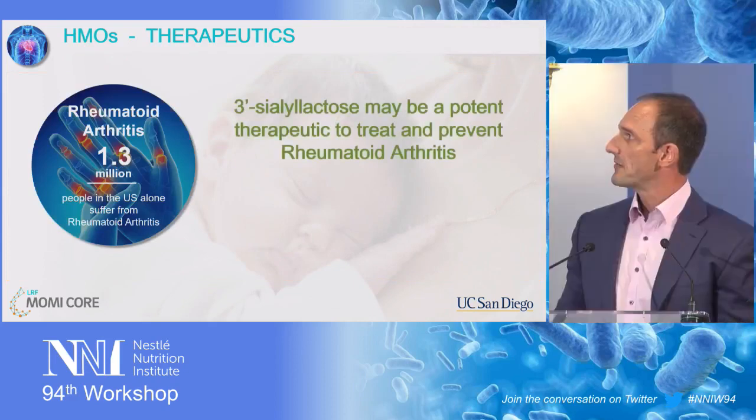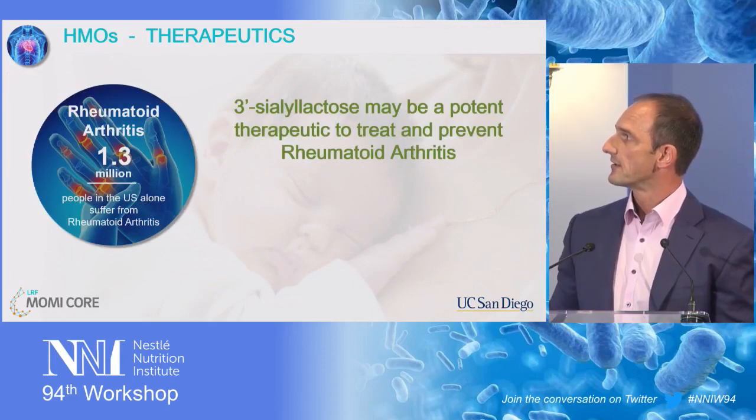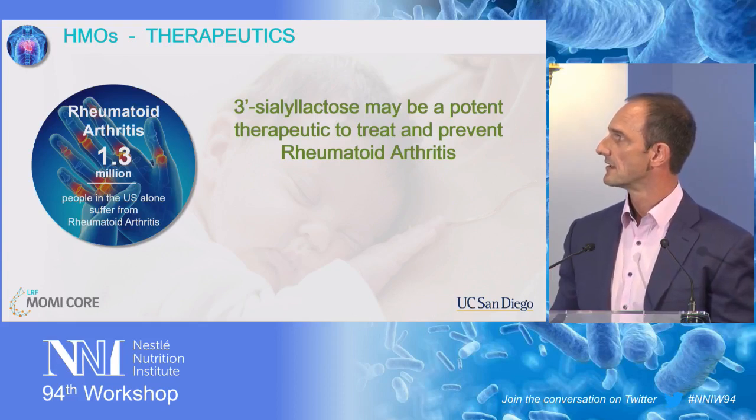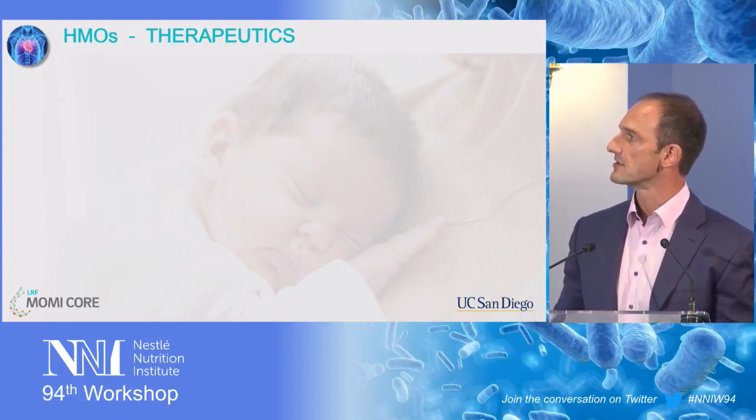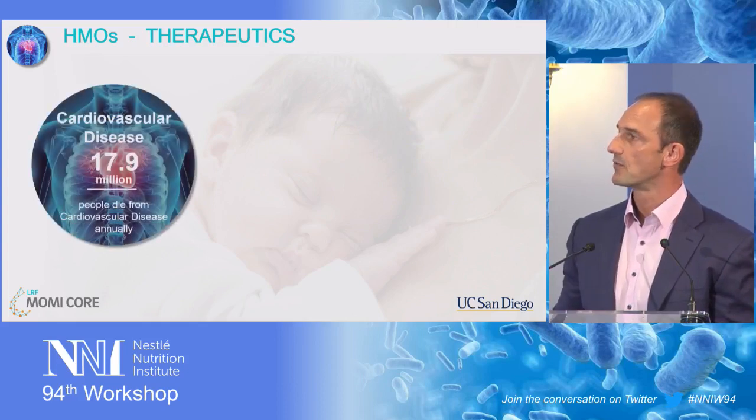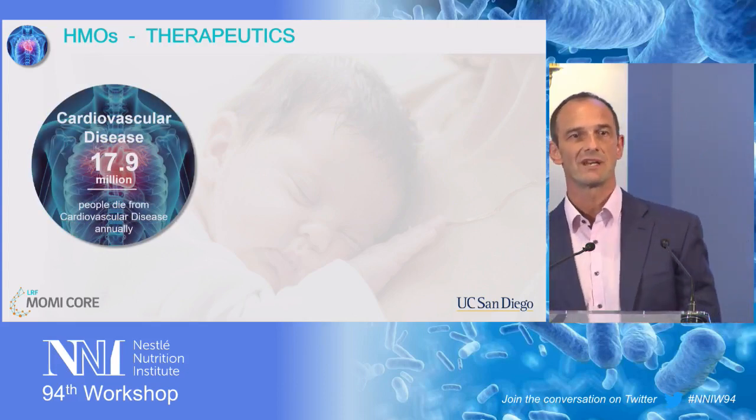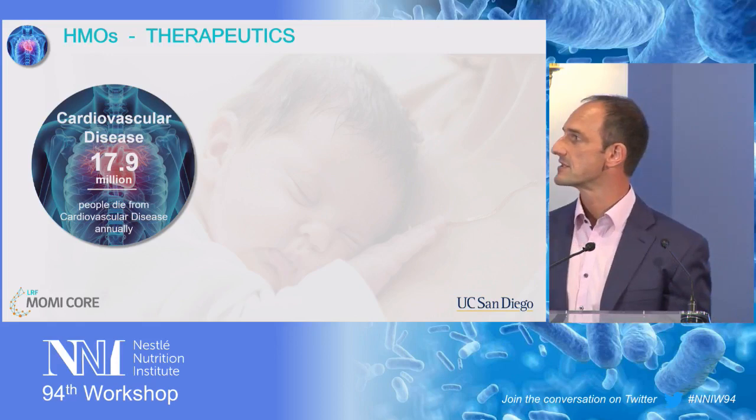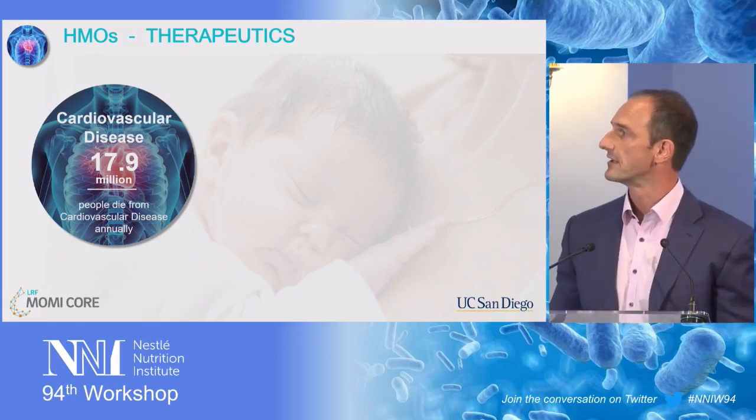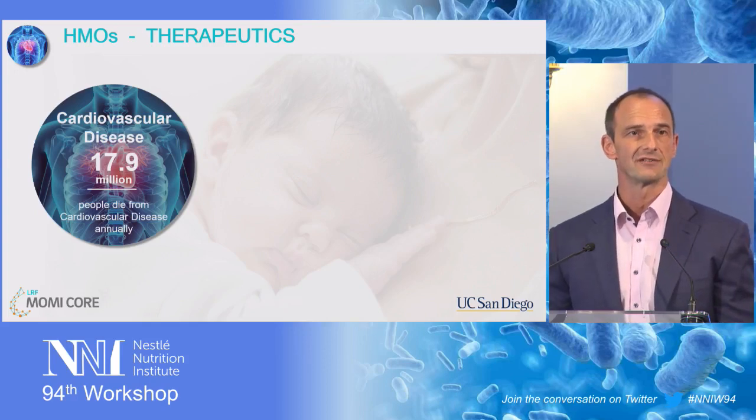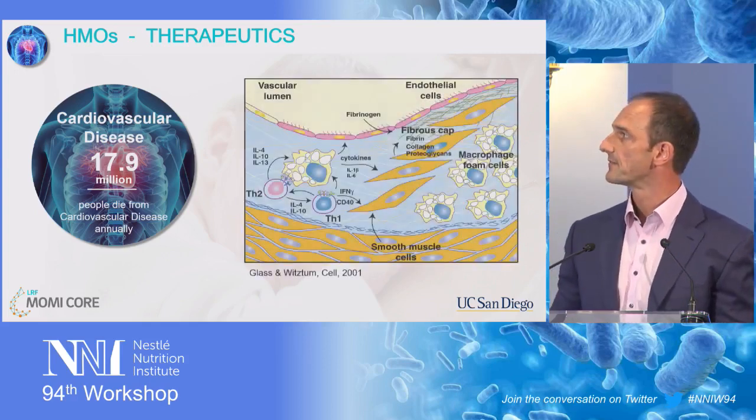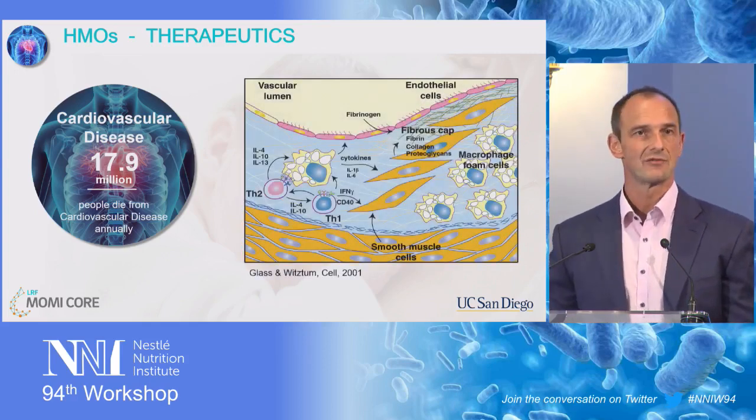So 3-sialyllactose may be a potent therapeutic to treat and prevent arthritis. But there are other diseases related to chronic macrophage inflammation, and one is cardiovascular disease, the number one killer in the world when it comes to annual deaths. 18 million people die from cardiovascular disease, your heart attack and your stroke, every single year. And macrophages play a huge role in that.